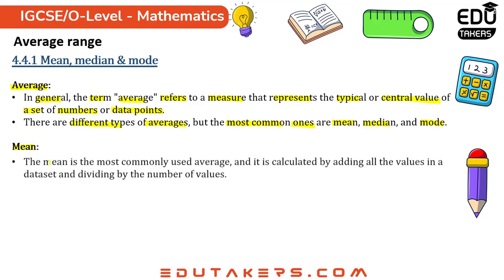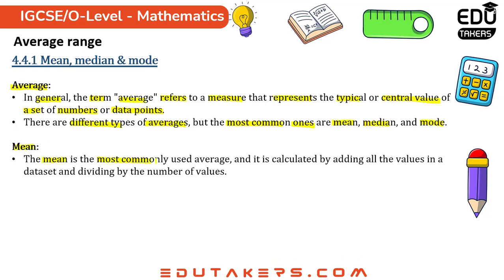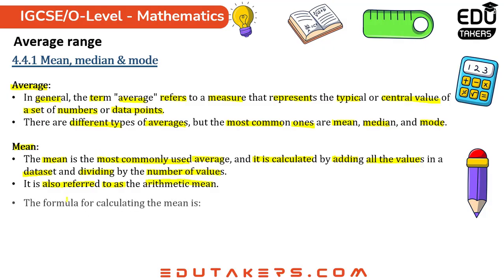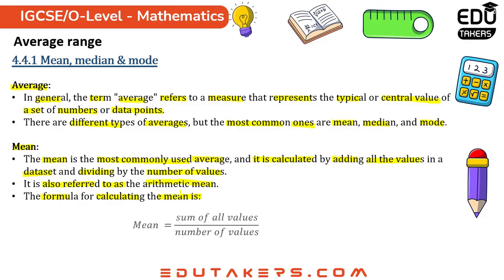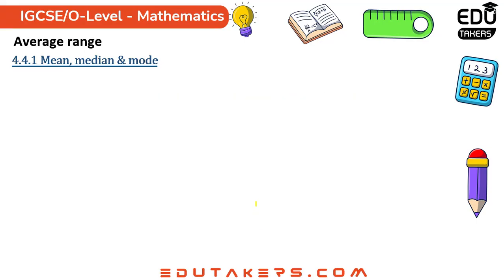Mean. The mean is the most commonly used average, and it is calculated by adding all the values in a dataset and dividing by the number of values. It is also referred to as the arithmetic mean. The formula for calculating the mean is mean equals sum of all values over number of values.